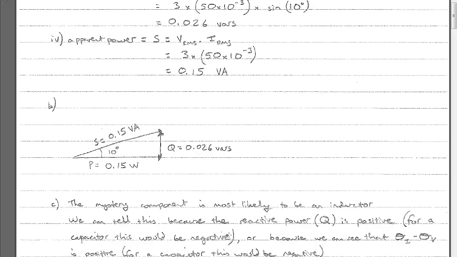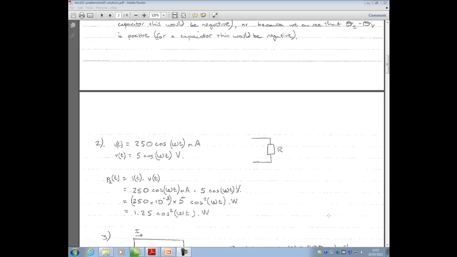There's another way you can do that as well. Instead of thinking about the value of Q, you can think about the power factor angle, because this would be negative if it was a capacitor. That's the other reason you could give. Because we can see that theta I minus theta V is positive. For a capacitor, this would be negative. So either of those two answers would be perfectly acceptable. So that's question 1.